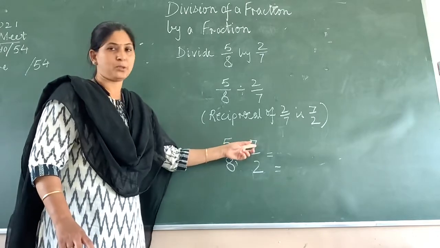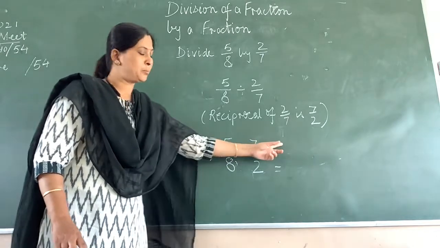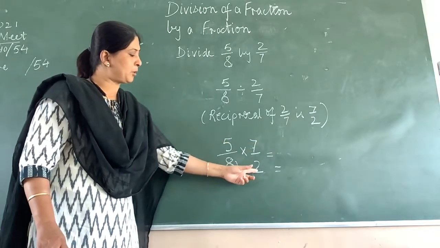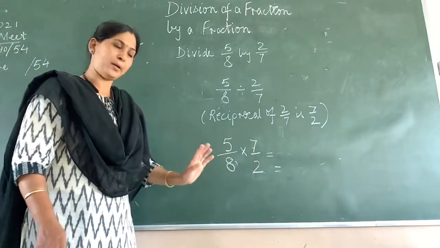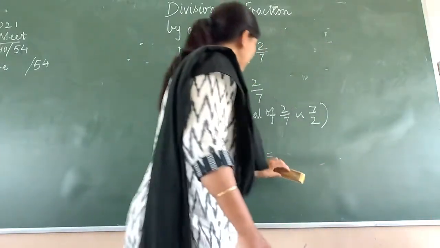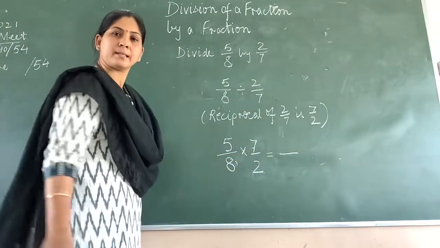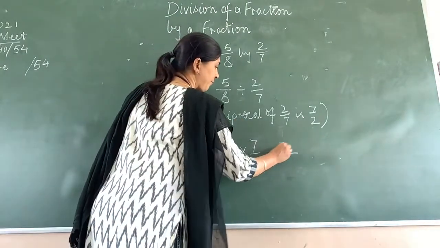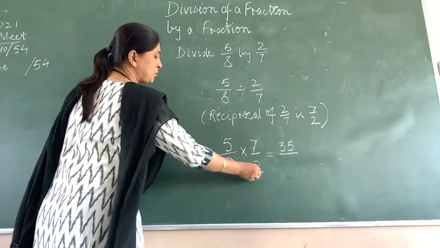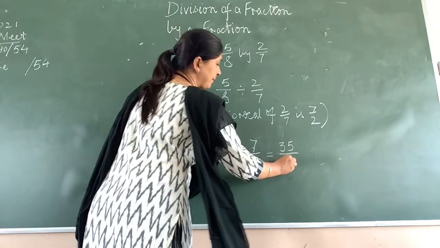We multiply the numerators to get the numerator and we multiply the denominators to get the denominator. Come on, now let's multiply the numerators. 5 times 7 is 35. 8 times 2 is 16.